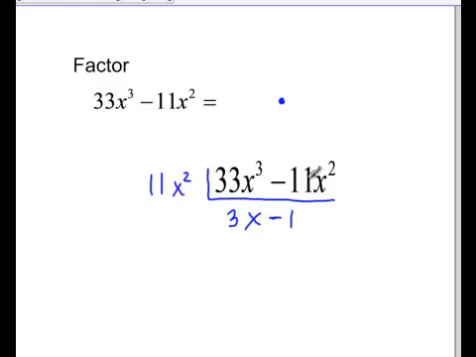No, it's minus 1. You put parentheses around it, you put a multiplication sign, and you are done, but you have to write it down correctly. So 11x squared times the quantity 3x minus 1.